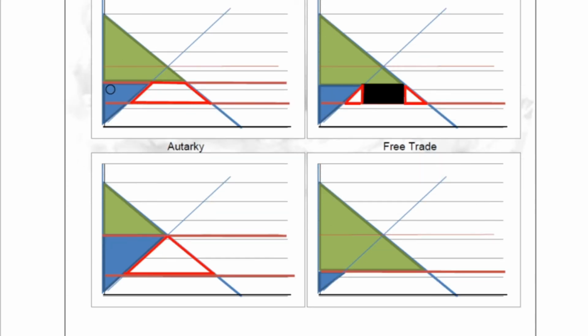As I told you, this is considering that we find the same import here and here and the same price here and here.